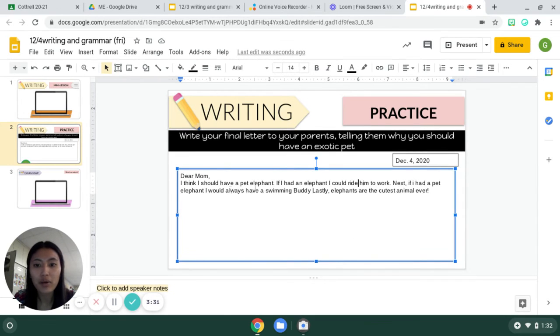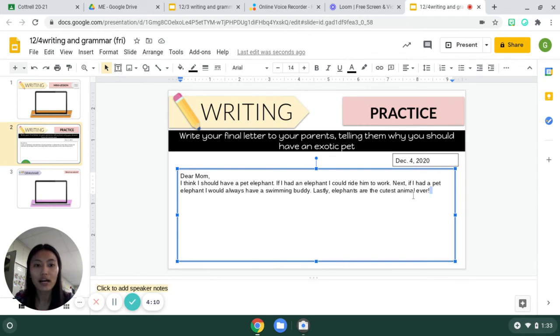Next, if I had a pet elephant, I see something else wrong. Up here, I forgot to capitalize the word I. So I'm going to go back and fix it. If I had a pet elephant, I would always have a swimming buddy. I see two problems. I need to make this B a little b, a lowercase b, because it's the middle of a sentence. It should not be uppercase. And I forgot my punctuation at the end of my sentence. So I'm going to put a period. Okay, so far so good. Lastly, elephants are the cutest animal ever! Exclamation mark. That sounds good.